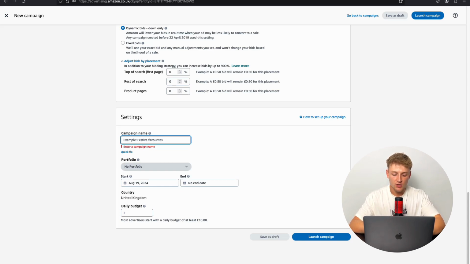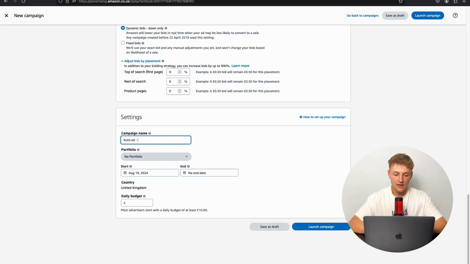So how I structure my campaigns is I go for the type of ad. So this is an auto ad. I then have the name. Let's just say this is a dinosaur word search. So every time I go into the ads console, I know what the ad is and what the book is. Then I'll also go for the bidding strategy, so I'll go for 50p down only. DO stands for down only.